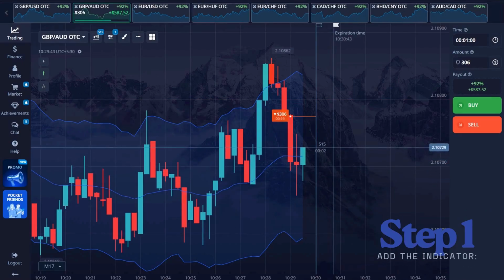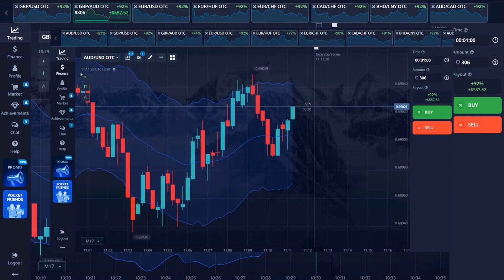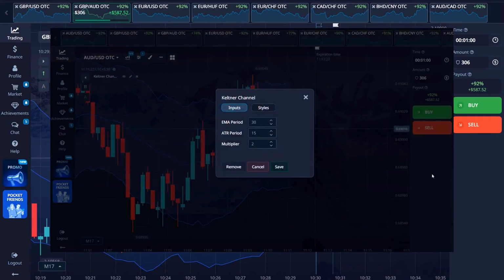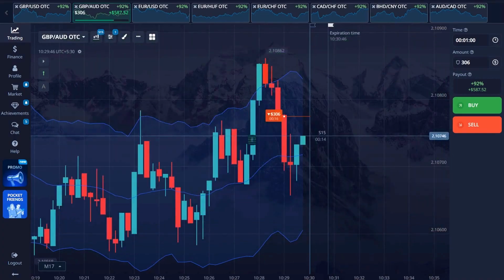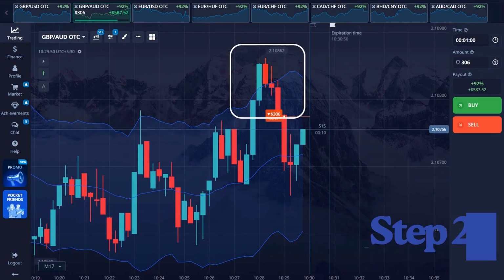Step 1. Add the indicator. Go to the chart. Add Keltner channel. Settings: EMA 30, ATR 15, Multiplier 2. Time frame: 15-second candles.